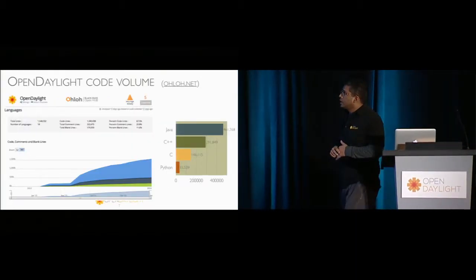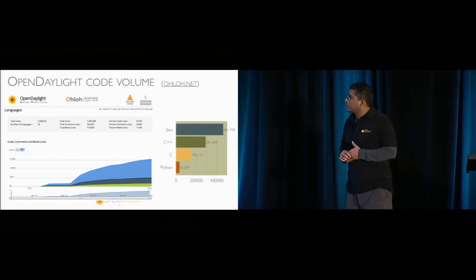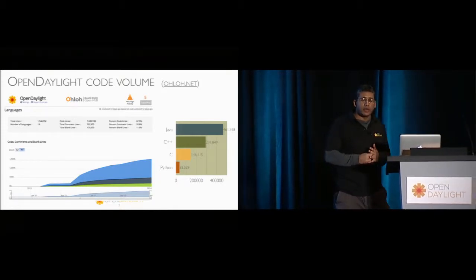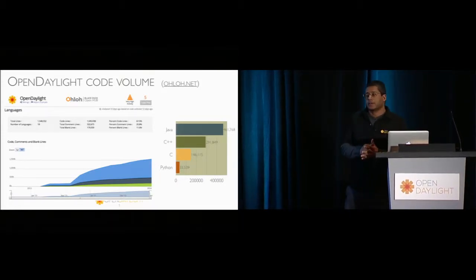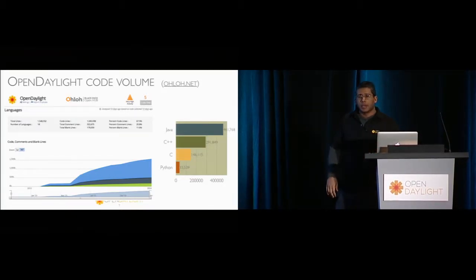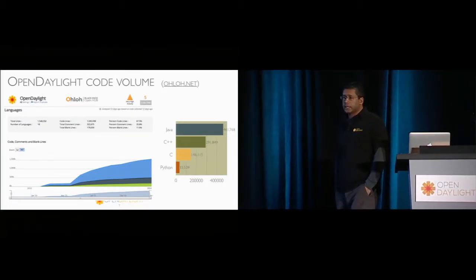So let's look at the code volume. This is information from a site called Ohloh.net. If you haven't seen this site, it's actually very interesting. It tracks basically all sorts of open source projects and has some basic metrics for taking a look at each one.